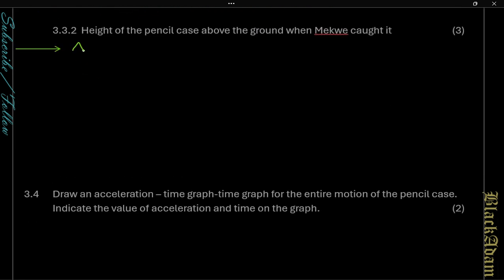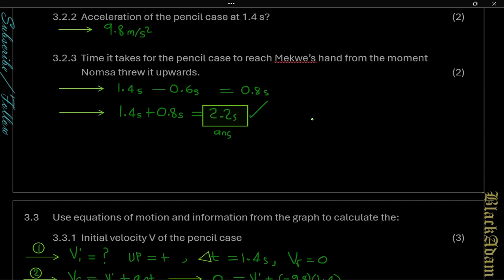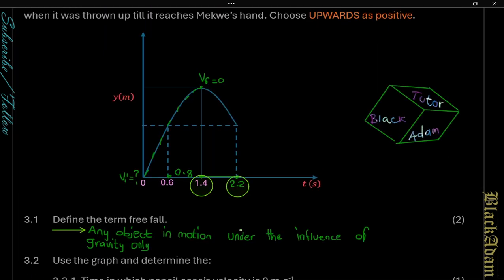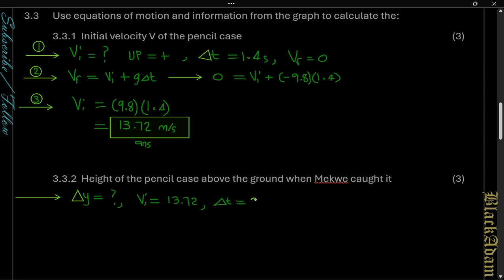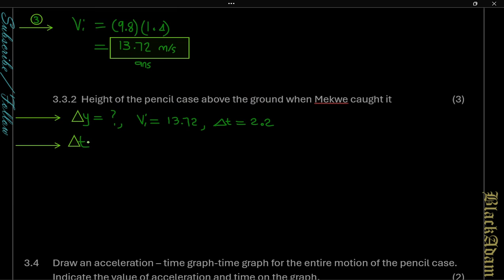And then 3.3.2, height of the pencil above the ground. So we need an equation that covers everything. Initial velocity, that's the one we've been calculating, that's 13.72. And change in time, we know it's 2.2. Change in y equals initial velocity multiplied by change in t plus a half multiplied by gravitational acceleration multiplied by t squared. So we have 13.72.